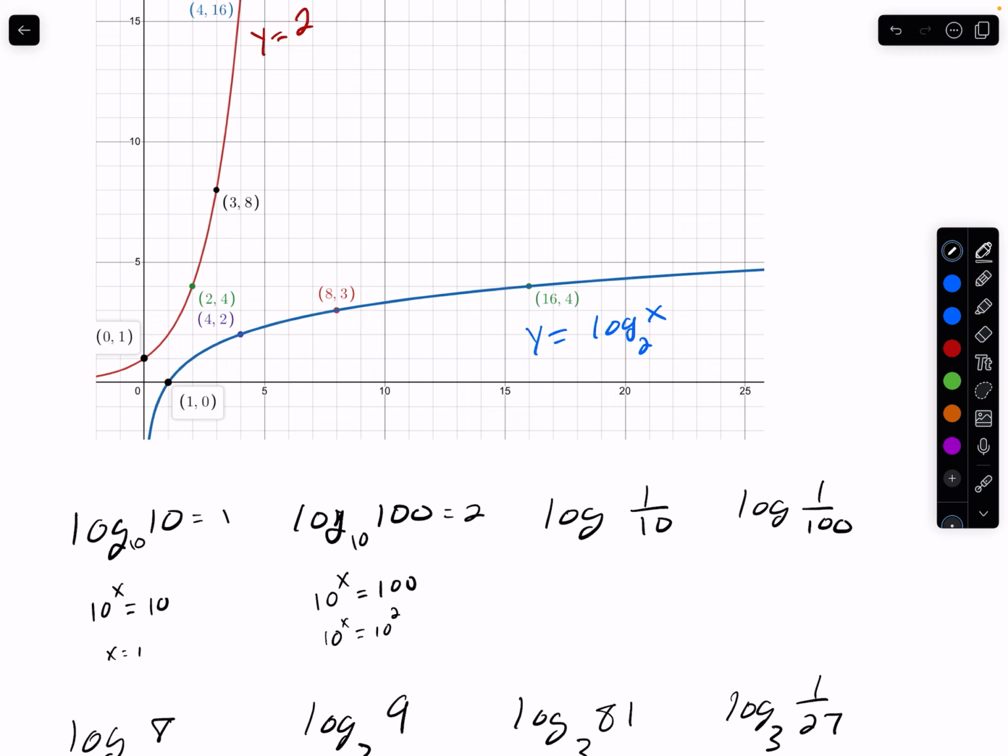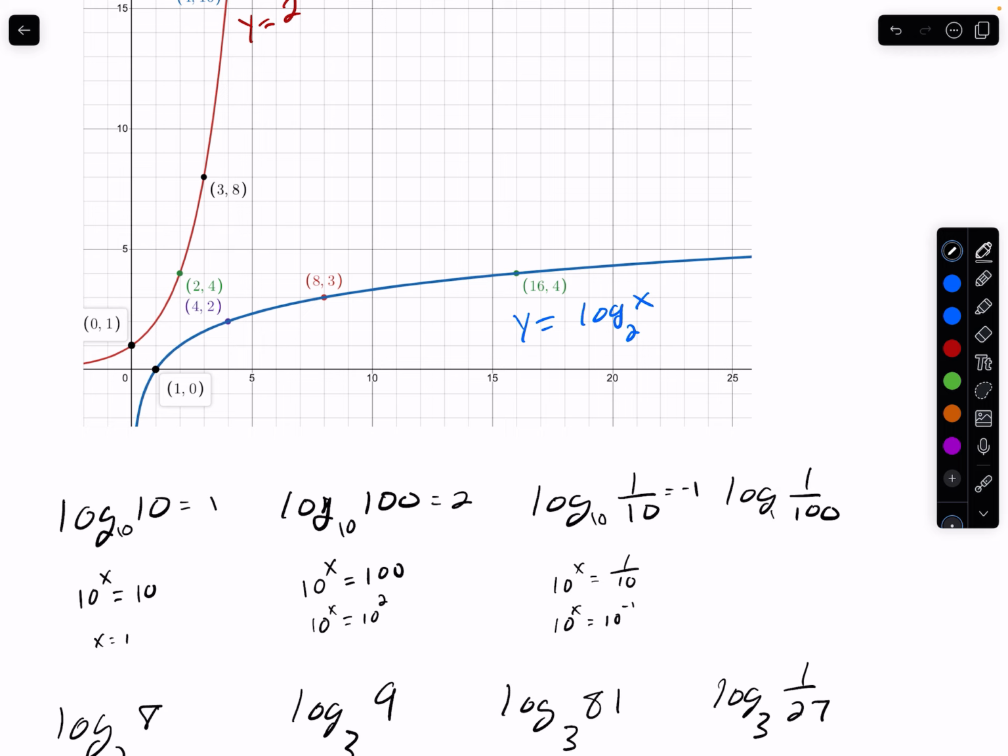Now, sometimes we're going to get fractions right here. Remember, if there's no base, it's a common log. So I'm going to say 10 to the what power is 1 over 10? If I rewrite that equation, I can say 10 to the negative 1. Now I have common bases, so this is just negative 1. And I look at this last one. If it's a common log, I put it right there. And I say, 10 to the what power is 1 over 100? So 10 to the what power is 10 to the negative 2.